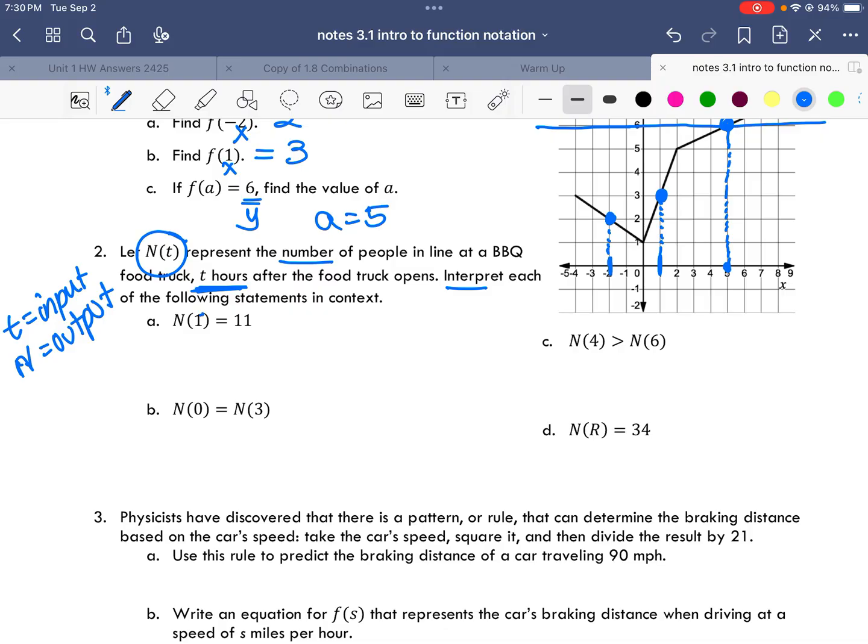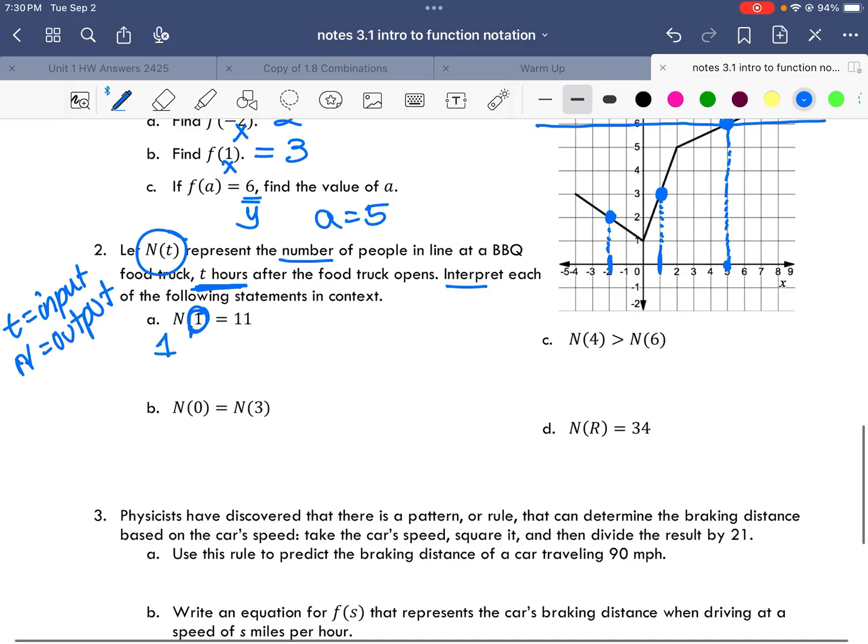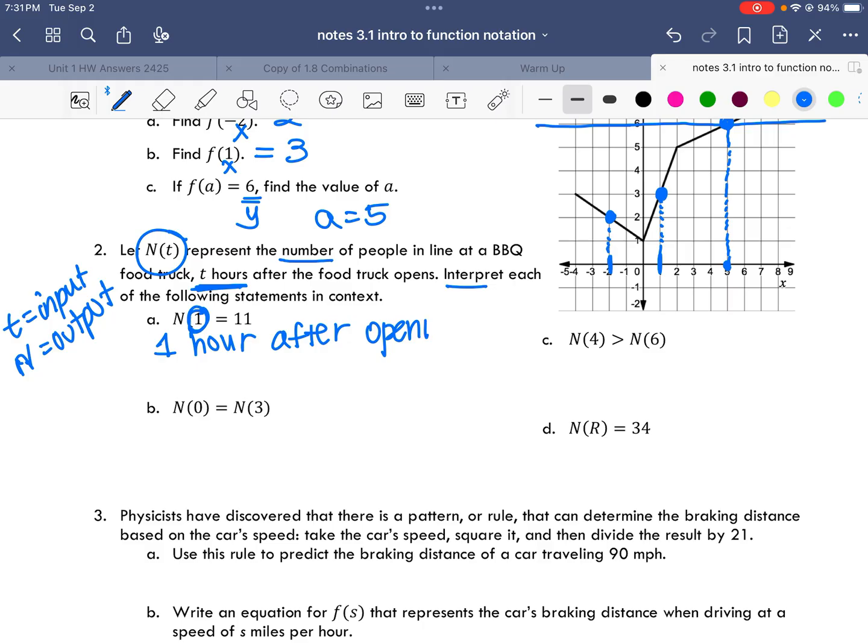So this is saying, again, this is on the inside, so it's the input. So 1 hour after opening, right? This is a food truck. 1 hour after it opens, 11 people are in line, right? This is the number of people in line at a barbecue food truck.